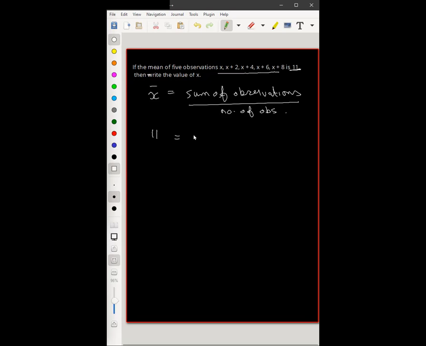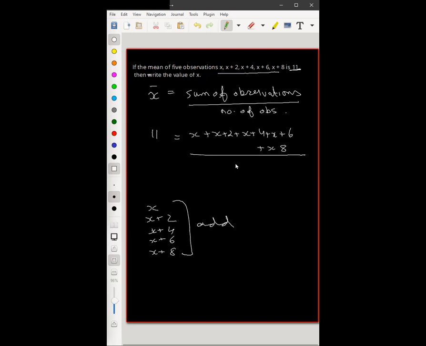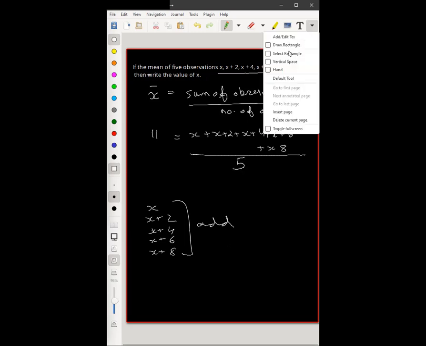And what are the observations? X plus 2 plus x plus 4 plus x plus 6 plus x plus 8, right? Aren't we going to add them? Because the observations are x plus 2, x plus 4, x plus 6, x plus 8. These are the 5 observations. We need to add them. And how many observations are there? 5 observations. So can I replace this with this way like this?